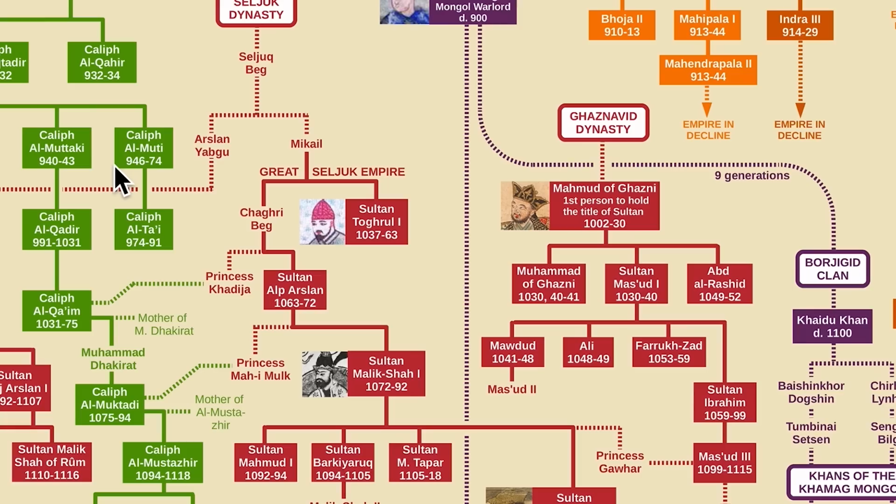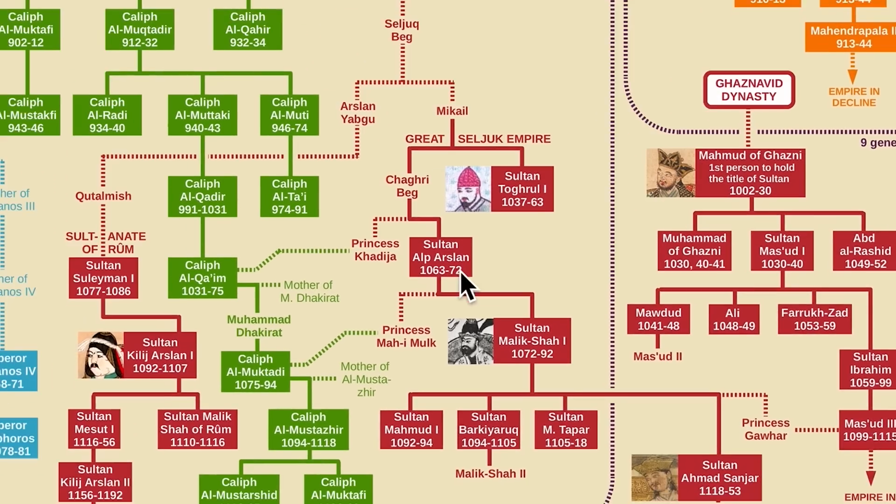By the time Tughril did this, the caliph had very little power anyway, and the area was being controlled by a people called the Buyids. But Tughril defeated the Buyids and became the new top man in the region. He was succeeded by his nephew, Alp Arslan, who continued to expand the Seljuk Empire.